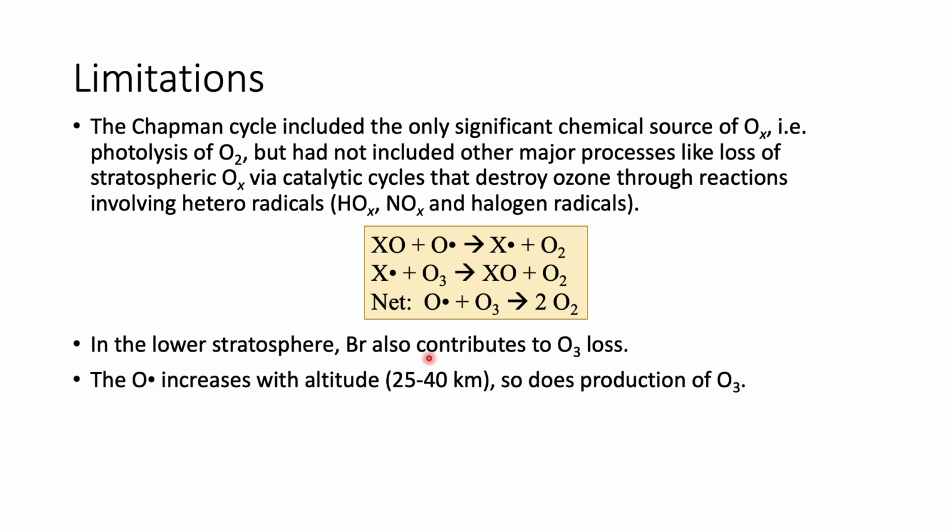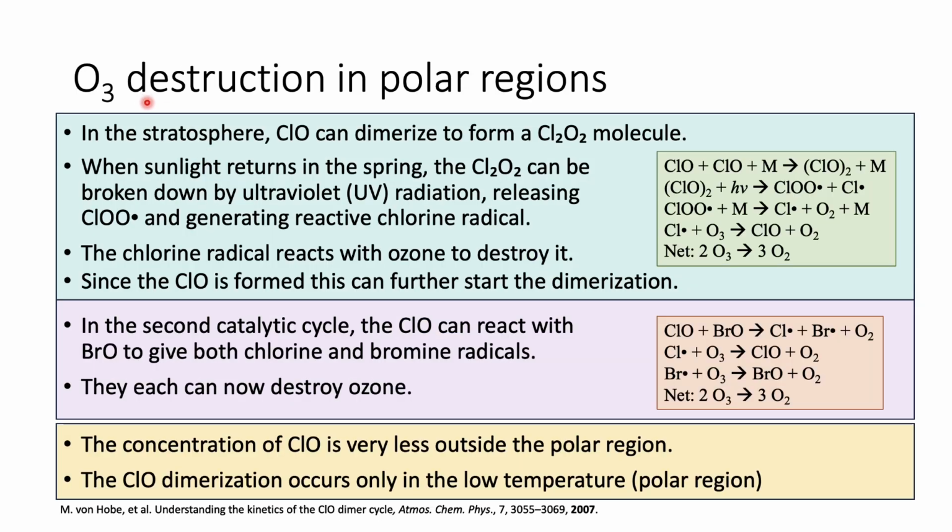In the lower stratosphere, bromine also contributes to ozone loss, but the Chapman cycle does not include bromine. Similarly, the oxygen radical increases with altitude, and so does the production of ozone, that is also not captured. So how does the ozone destruction happen specifically in the polar region?